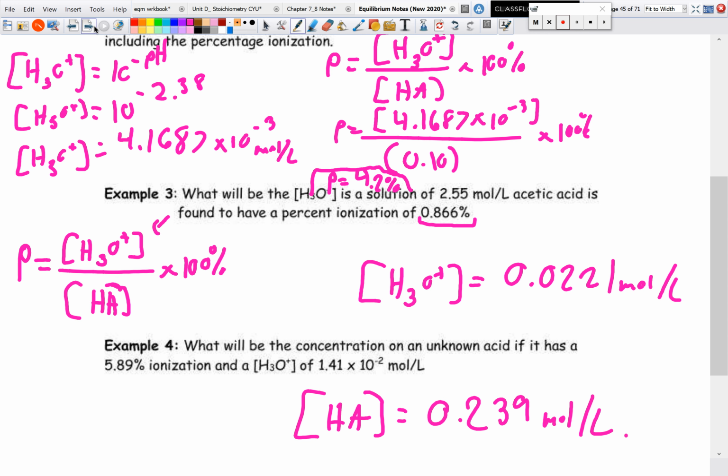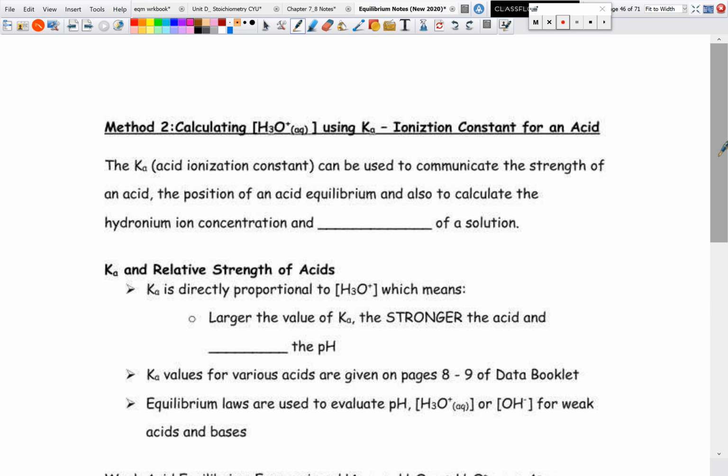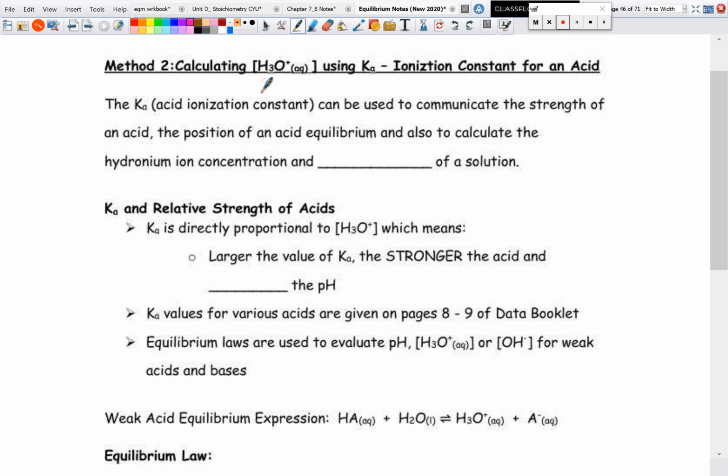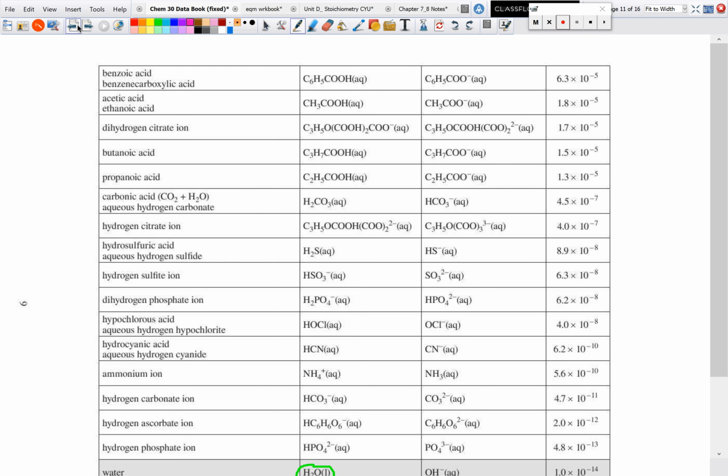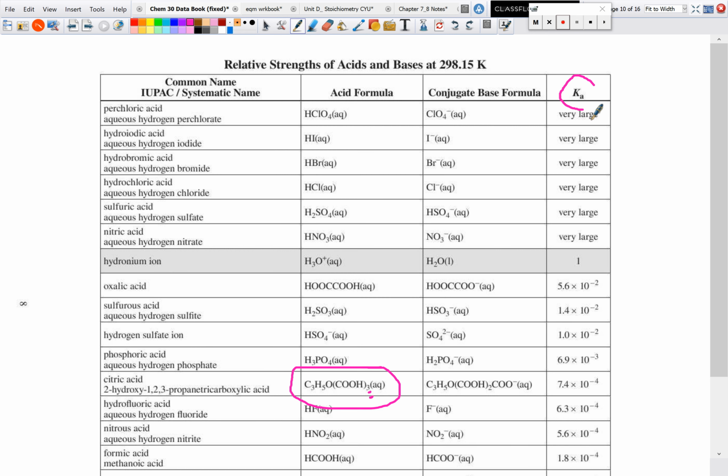Now, for our method 2, this is where we are going to calculate the hydronium ion concentration using the ionization constant for the acid or the equilibrium constant for the acid. So where we get these right here, we can use from our table of acid and base strength because we have this value right here, Ka. So remember, K just stands for equilibrium. So this little subscript here, A, just stands for the acid.